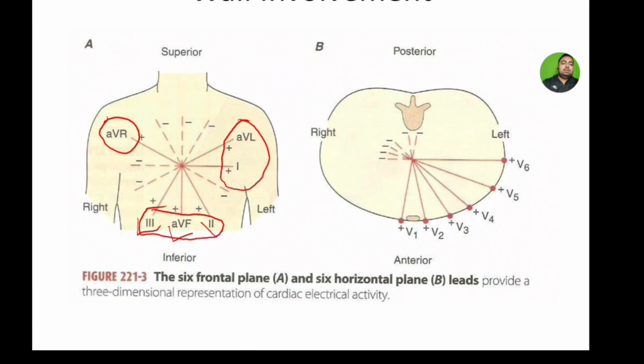This is the frontal plane, the frontal axis, and whenever we are going to see the horizontal axis, we are supposed to see the chest leads from V1 to V6. Now let us see.